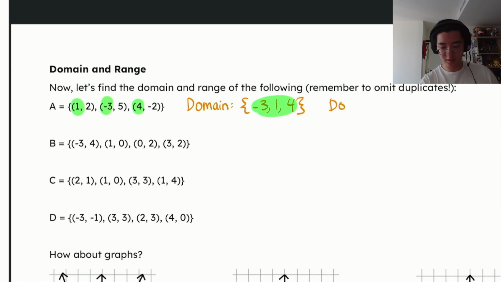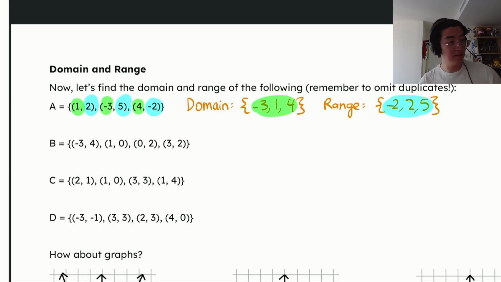And then the range. This might look a bit familiar, those squiggly brackets. So range again, the y values right here. We go smallest to biggest. So -2, 2, 5. Those squiggly brackets might look familiar because this is set notation. We briefly talked about it in our little intro, I think unit 2.